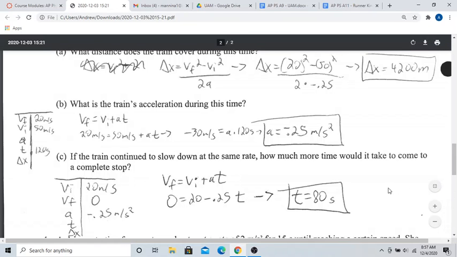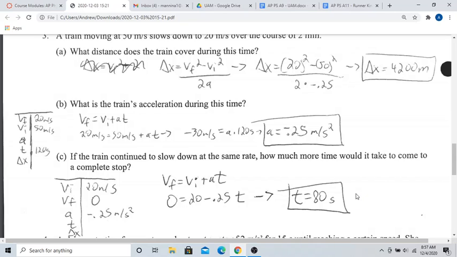All right. And going through, plugging in all that stuff, you get that it's going to go for 80 more seconds. Now, if you did it the other way where you said VI was 50 meters per second, VF was 0, and the acceleration was negative 0.25 meters per second squared, you would probably get an answer of 200 seconds, which is the total time it took to slow down. But remember, this was asking how much more time would it take past the 2 minutes that we looked at.